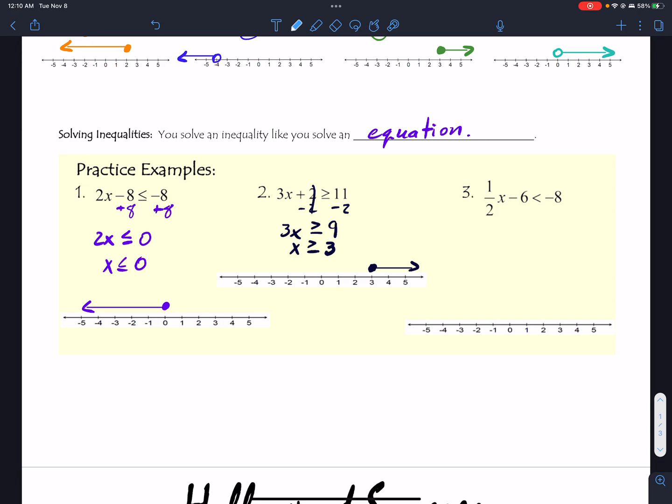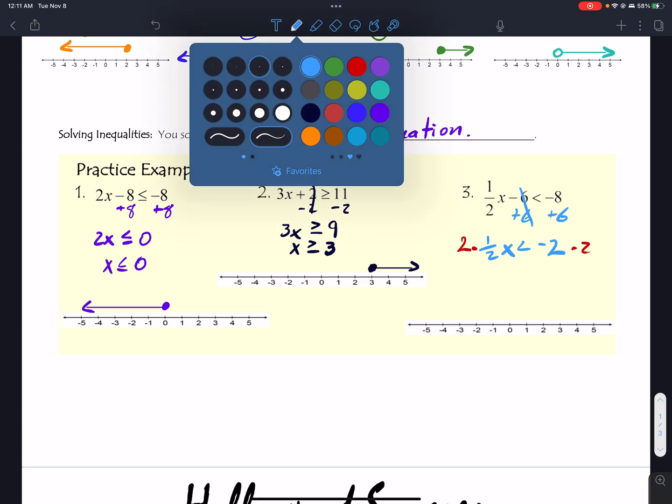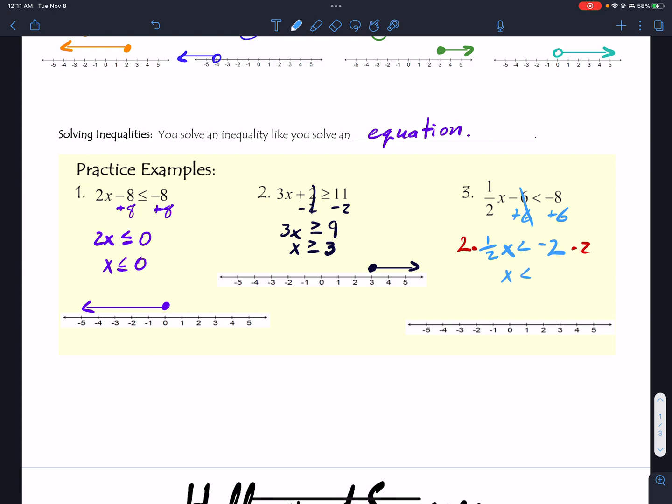All right, and then finally, I'm going to start number 3 by adding 6 to both sides. That gives me 1/2 x is less than negative 8 plus 6, which is negative 2. And now in order to get x by itself, I'm going to multiply by 2 on both sides. And so x is less than negative 4. All right, so if x is less than negative 4, I'm going to find negative 4. I'm going to put an open dot, and then I'm going to go to the left because of the less than symbol.